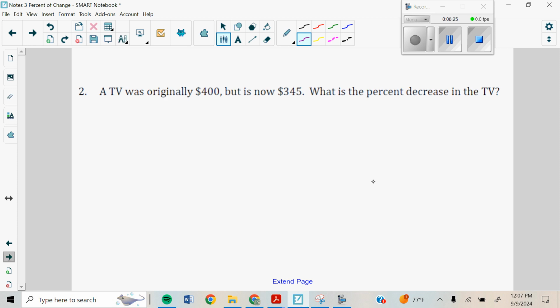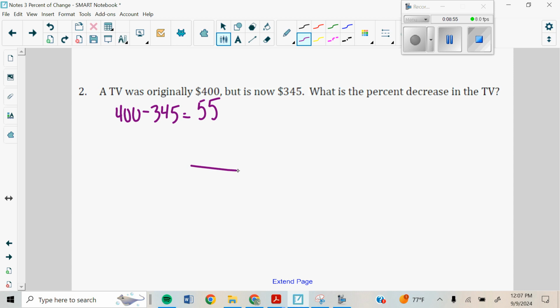All right, let's go ahead and turn to the back side of our notes. Here we are going to talk about the cost of a TV. A TV was originally $400, but is now $345. What was the percent decrease in the TV? So now our price is going down, and so we are going to take our 400 and minus 345. And we find that the change is, it's not 40, the change is 55.